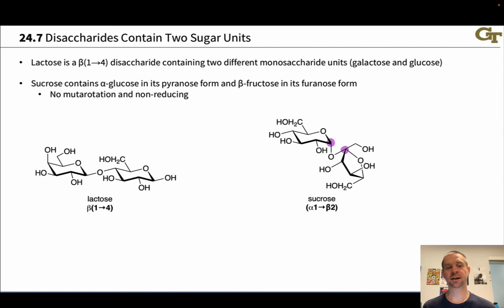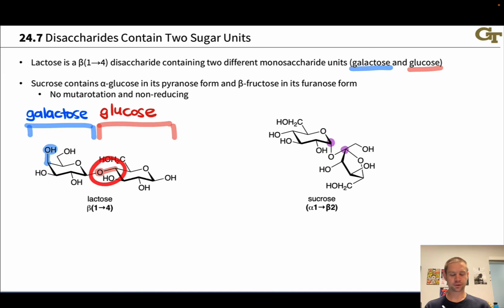This slide highlights disaccharides involving two different monosaccharide units, lactose and sucrose. Lactose is a beta 1,4 disaccharide that contains galactose and glucose units. And in our structure here, we've got the galactose unit on the left; this axial hydroxyl group at carbon 4 right here is a dead giveaway that this is galactose. And notice that the hydroxyl group here involved in the glycosidic linkage at carbon 4 is in an equatorial position, indicating that this is a glucose monomer. The glycosidic linkage in lactose is a beta 1,4 linkage. We've got carbon 1 involved in the glycosidic bond and an oxygen linked to carbon 4 involved in the glycosidic bond.